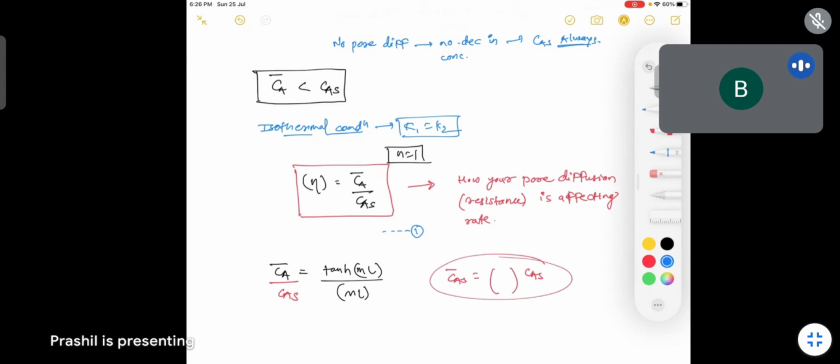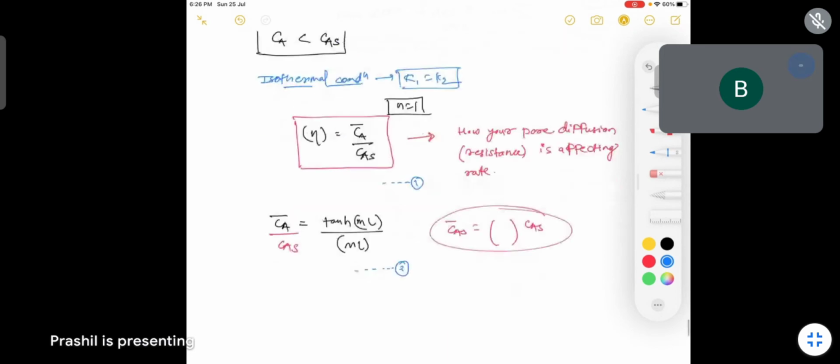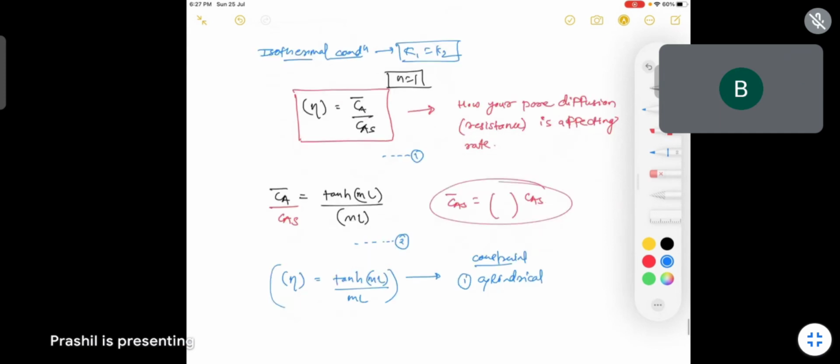Now can you look at your equation 1 and equation 2? What will be the efficiency then? Yes, okay, so this is your formula. What is constant here? The pore is cylindrical, the order of reaction is 1, and it is an isothermal case.